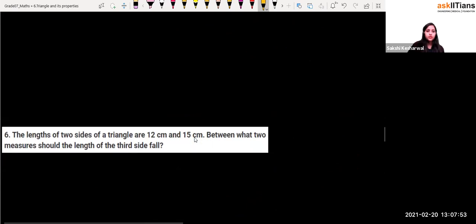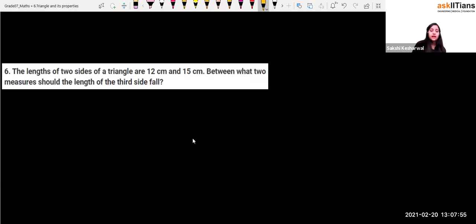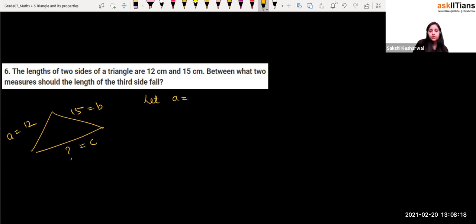Now let's come to this question. It says that the lengths of two sides of the triangle are this and this. Between which two measures should the length of the third side fall, right? So how do you do this question? Let us suppose you have a triangle. This is 12 and this is 15 and you don't know this side. So I name this side a, this b, and this c. A is equal to 12, B is equal to 15, and C is what you have to find.